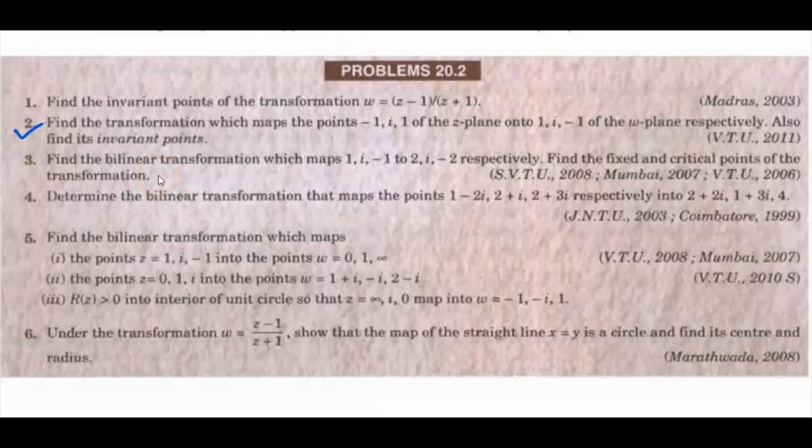The second question is, find the transformation which maps the points minus 1, I, 1 of the Z plane onto 1, I, minus 1 of the W plane respectively. Respectively means minus 1 maps to 1, I maps to I, and 1 maps to minus 1. Also find its invariant points. So first we need to find the transformation mapping these points in the Z plane to these points in the W plane, and also find invariant points.